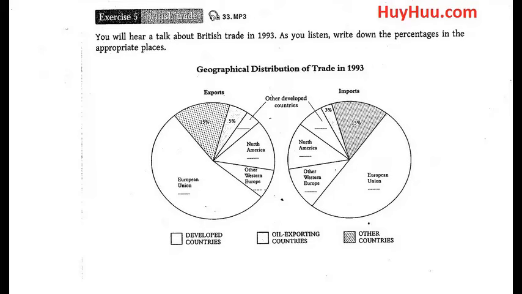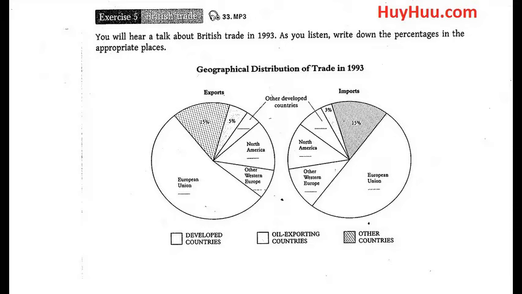Exercise 5. British trade. You will hear a talk about British trade in 1993. As you listen, write down the percentages in the appropriate places. Look at 2 pie charts below. They give you some information about British trade by geographical distribution in 1993. The left pie chart is for exports, and the right one is for imports. Now let's look first at the left pie chart, the exports pie chart.